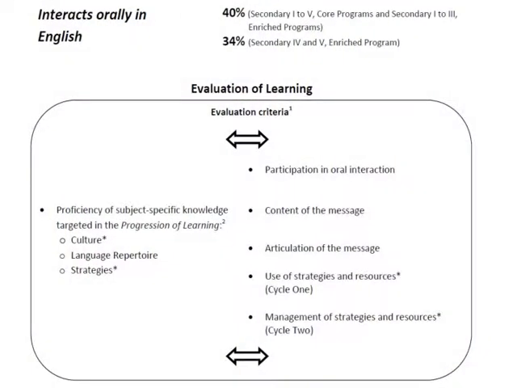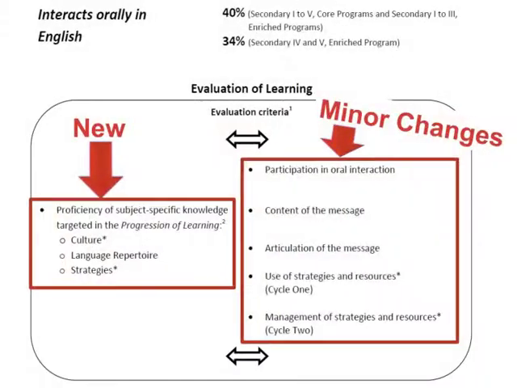Let's take a look at a page from the framework. Here you have competency 1. You'll notice at the top the weighting of the competency. On the right, the revised criteria. And on the left, a new criterion, proficiency of subject-specific knowledge, which is basically the knowledge or les connaissances. The most important change in evaluation is the fact that we must now evaluate the knowledge.